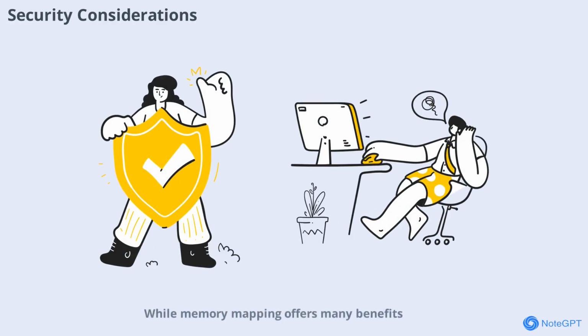While memory mapping offers many benefits, it also introduces security considerations. The operating system must ensure that only authorized processes can access mapped memory regions. Improper use of memory mapping can lead to data leaks or unauthorized access. Developers need to follow best practices, such as setting appropriate permissions and using secure APIs to keep data safe while taking advantage of memory mapping's power.